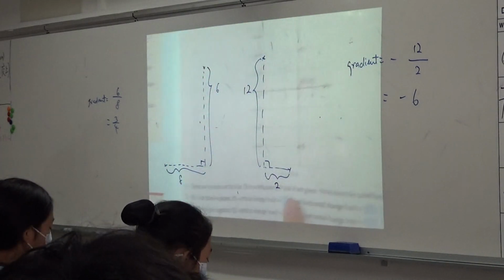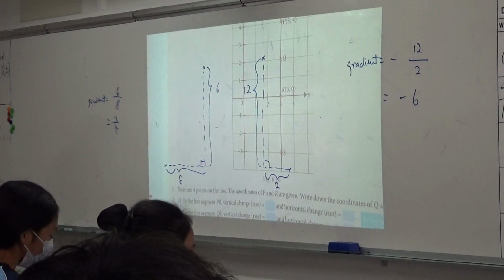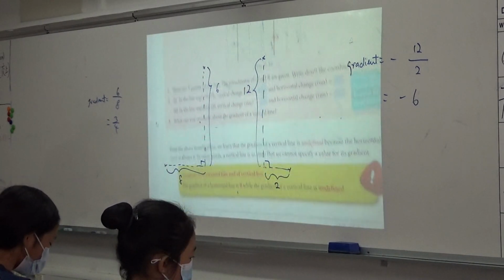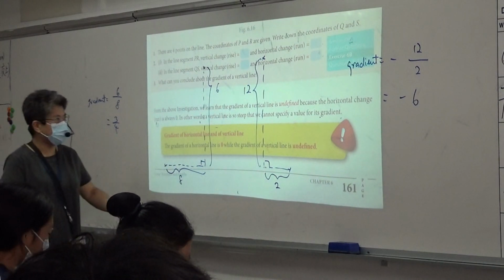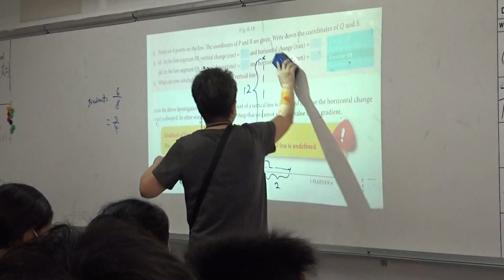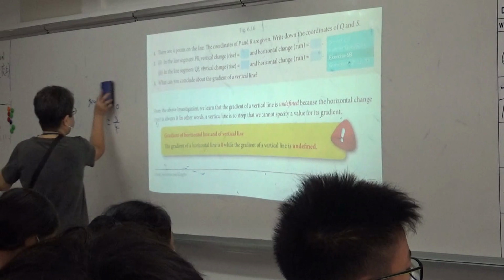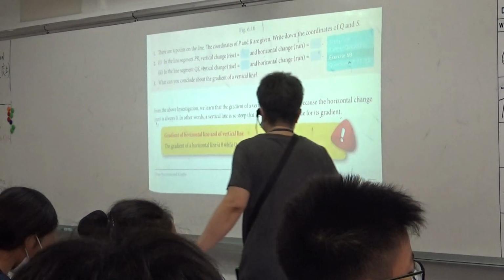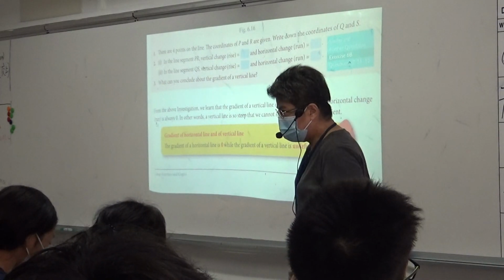This one, the vertical line. The gradient of the vertical line is what? Undefined. Remember? Look at the bottom of page 161. They summarize for you. The gradient of the horizontal line is 0, while the gradient of the vertical line is undefined. I've given you all that in your notes last week.